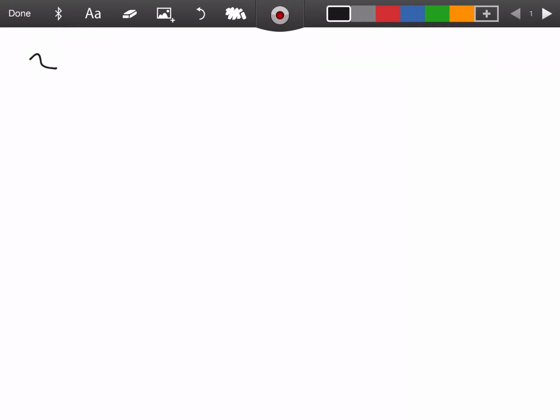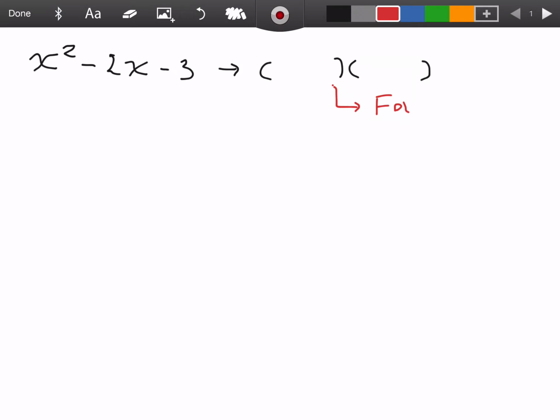I'm going to write this expression: x squared minus 2x minus 3. The idea of factorizing again is getting some brackets in which we're going to include factors in it. Factors. How to factorize this?